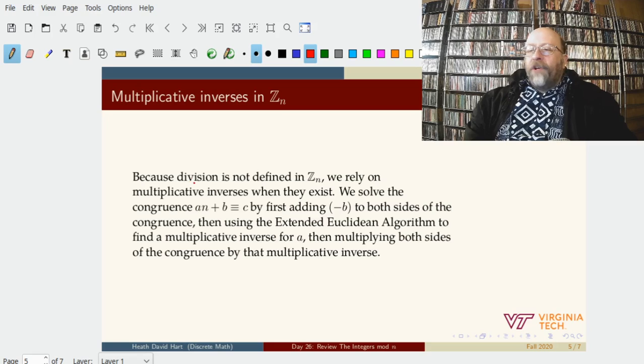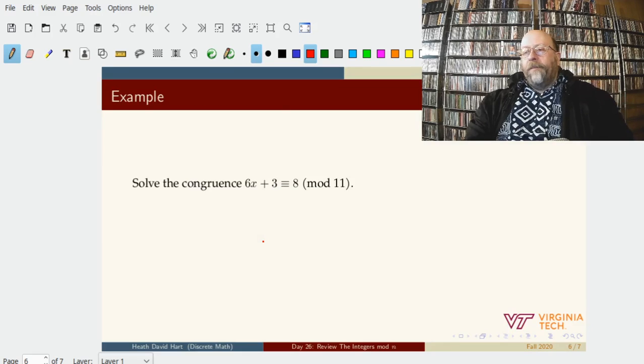But because division is not defined in Z mod n, we have to rely on multiplicative inverses when they exist. We'll solve this congruence by adding negative b to both sides of the congruence, and then using what we talked about last time, the extended Euclidean algorithm, to find an inverse for A, and then multiplying both sides of the congruence by that inverse. So what we'll do here is work through a couple of examples of finding multiplicative inverses. I want to solve this congruence mod 11.